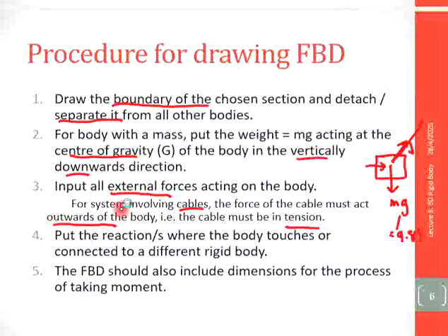And put the reaction. Okay, this is the important part of rigid body, because for particles there is no reaction, but for rigid body there is a reaction where the bodies touch or are connected to a different rigid body. For example, you have a cantilever beam and there is a force there. So at the connection to the wall, there is a reaction here. And the diagram should also include dimensions for the process of taking moment.